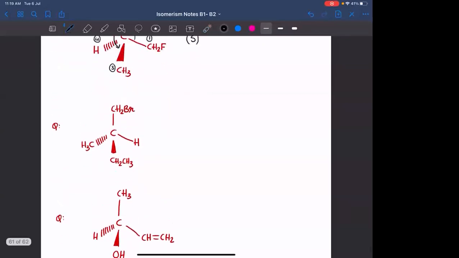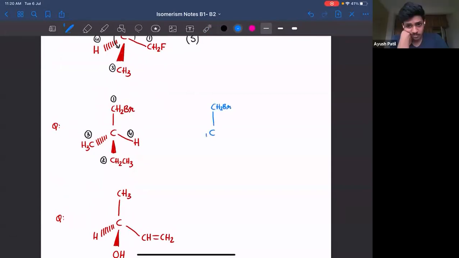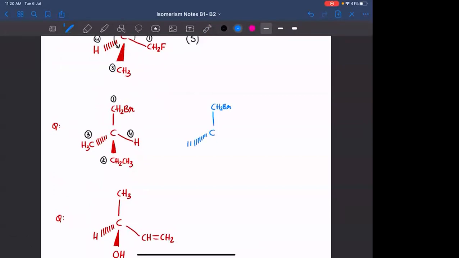Okay. Here the priorities: this is 1, this is 2, this is 3, and this is 4. The lowest priority group is not away from you. You need to interchange. So carbon will be here. If I'm doing only one exchange, what will I get? S. I will be getting the configuration of the isomer, not of the original compound.